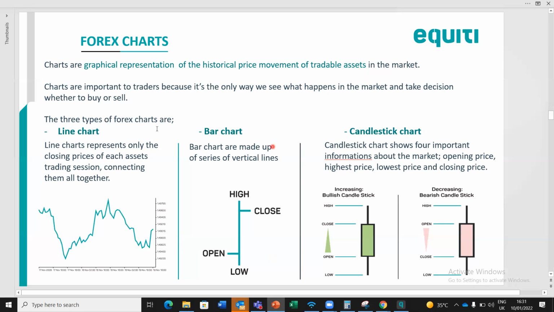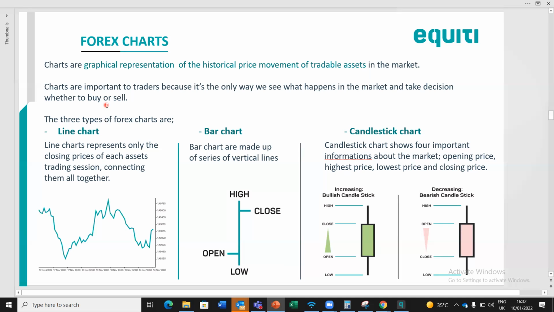All right, now charts are really important to traders because it's the only way we see what happens in the market and take a decision whether to buy or sell. That's why charts are important. A trader trading without a chart is like driving a car in the night without a headlight. Everywhere is dark, but you're driving the car without a headlight. Now, it can be really dangerous. Of course, you can attest to that.